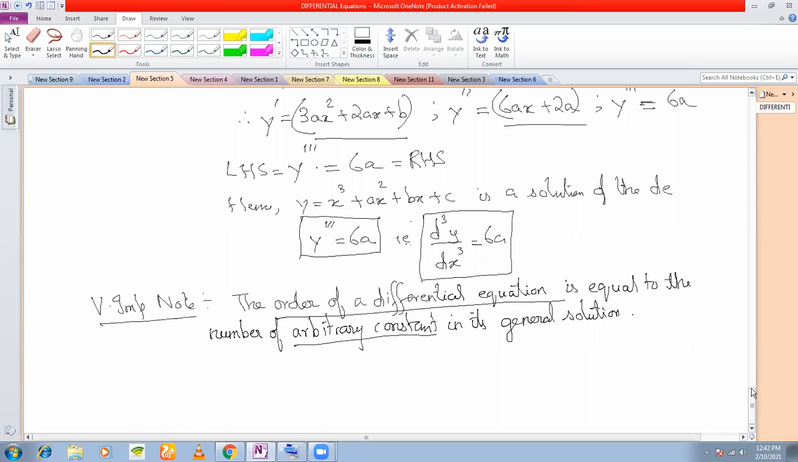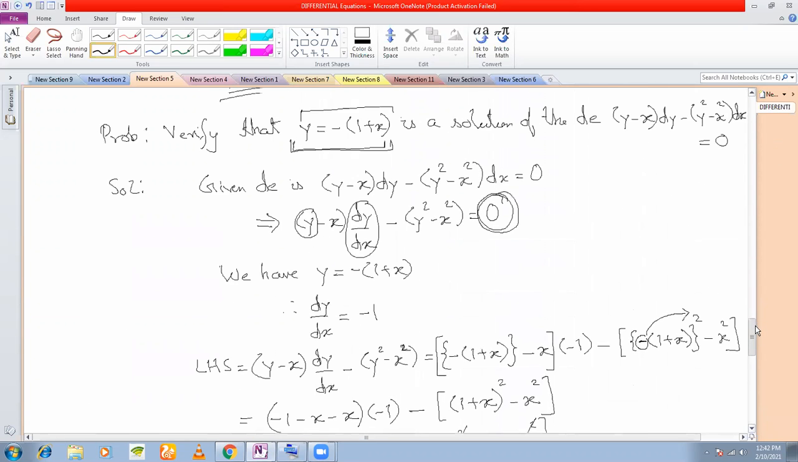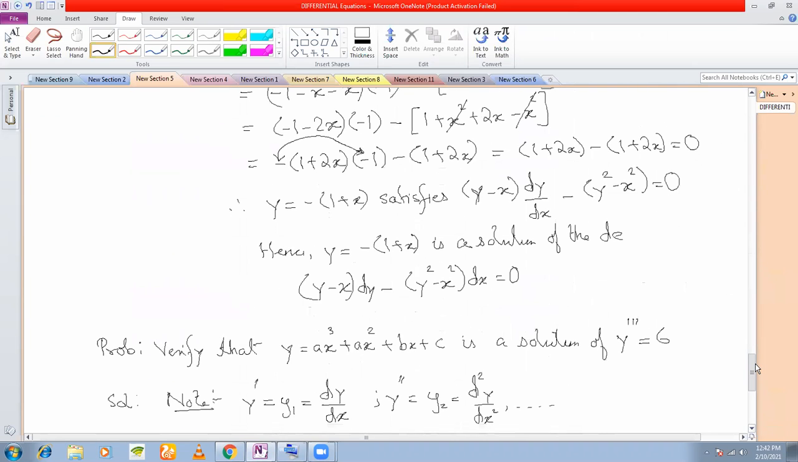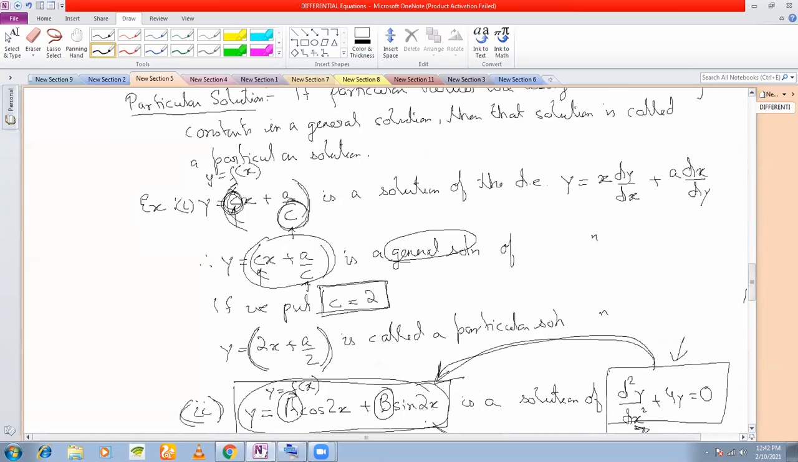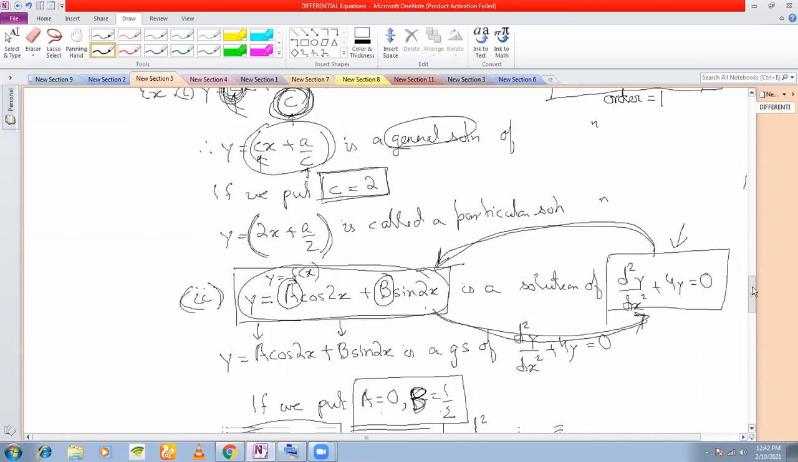Okay. For example, let us see here in this example. You see that y is equal to cx plus a by c is the solution of the differential equation. If you see, what is the order of this differential equation? Order is 1, isn't it? So that is why the solution of this differential equation contains only one arbitrary constant, c. Understood?